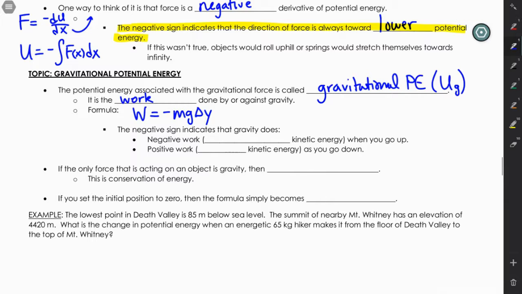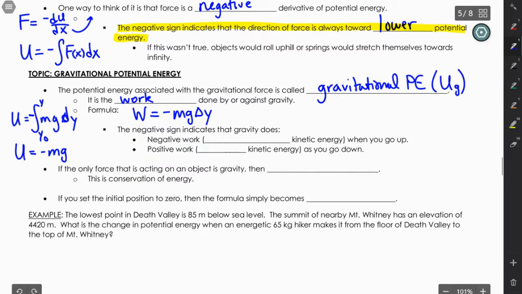Now, you could use this integral equation up here, U equals negative integral of F dx, to get this equation, but you don't necessarily have to. If you want to see that real quick, U equals negative mg dy. If we say from y0 to y, it gives us our delta y. If it's constant, it's just going to be linear. So it becomes negative mg times (y minus y0), which leads right to that equation.